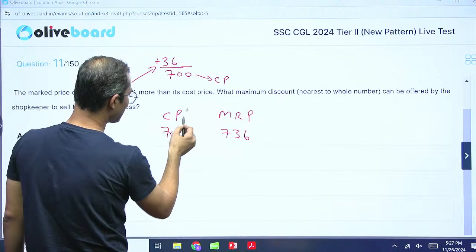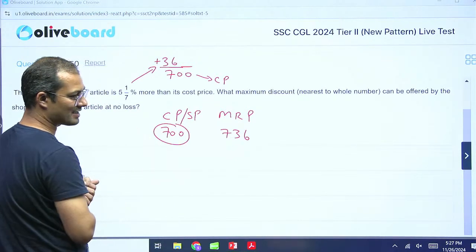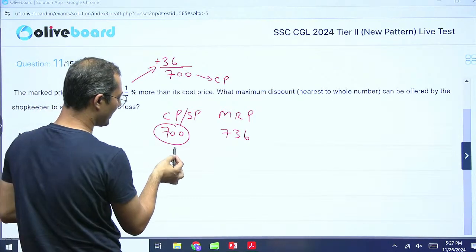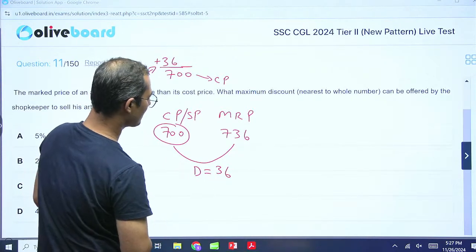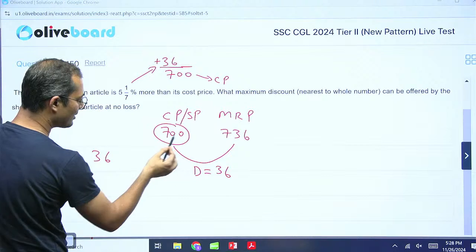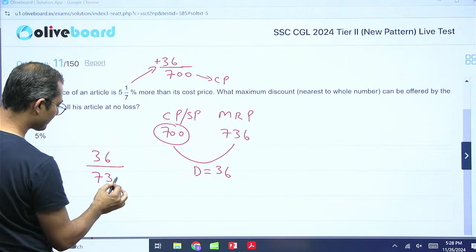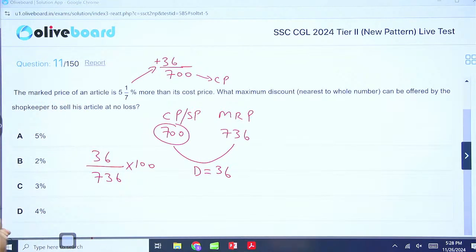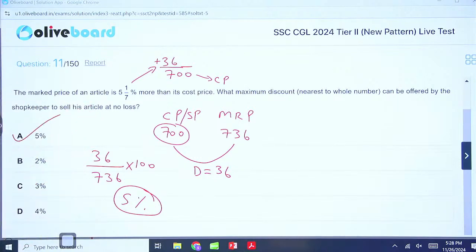It means SP is equal to CP, right? If I am going to sell it at 700, because the purchasing price is 700, there will be no loss. So we can say that the maximum discount we can offer is equal to 36, right? So we can offer 36 discount and that is going to be on MRP, so discount upon MRP into 100. Just calculate it. So it is going to be 5%, right? A part is the right answer.